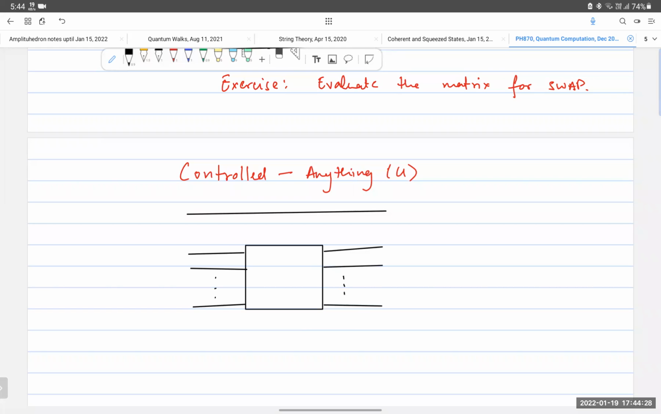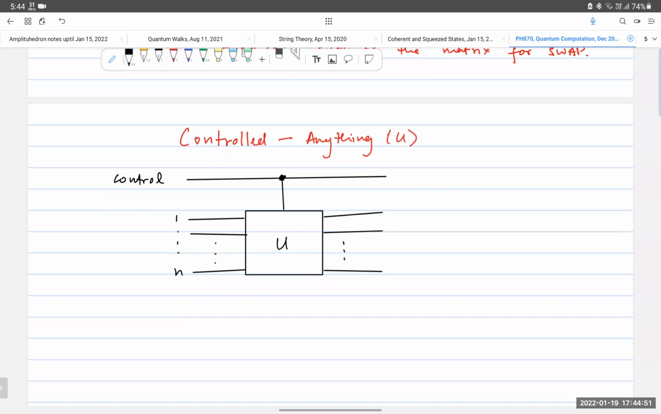So this is our control qubit, and these are our target qubits. This is a U gate. You could have n of these qubits, for instance. We'd represent it in the same way. We'd put this dot over here to indicate that this is the control, right? And so we'll write this as the controlled U gate.